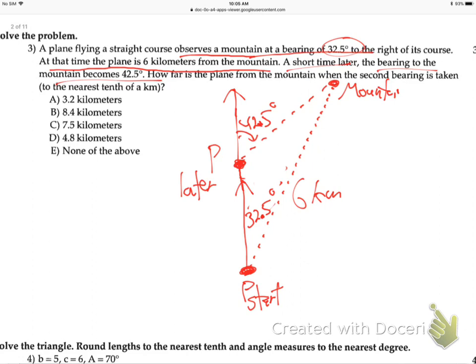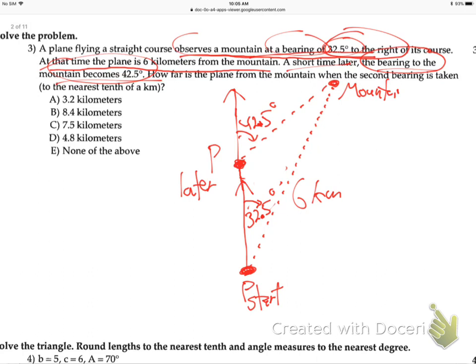So the plane is flying straight, just straight, and it keeps making observations to the right of its direction, right? That's what they say. Observes a mountain at 32.5 to the right of its course. That's a bearing. And the bearing to the mountain the second time, to the right of its course again, is 42.5. So that's always to the right. See how I always go to the right of my course.